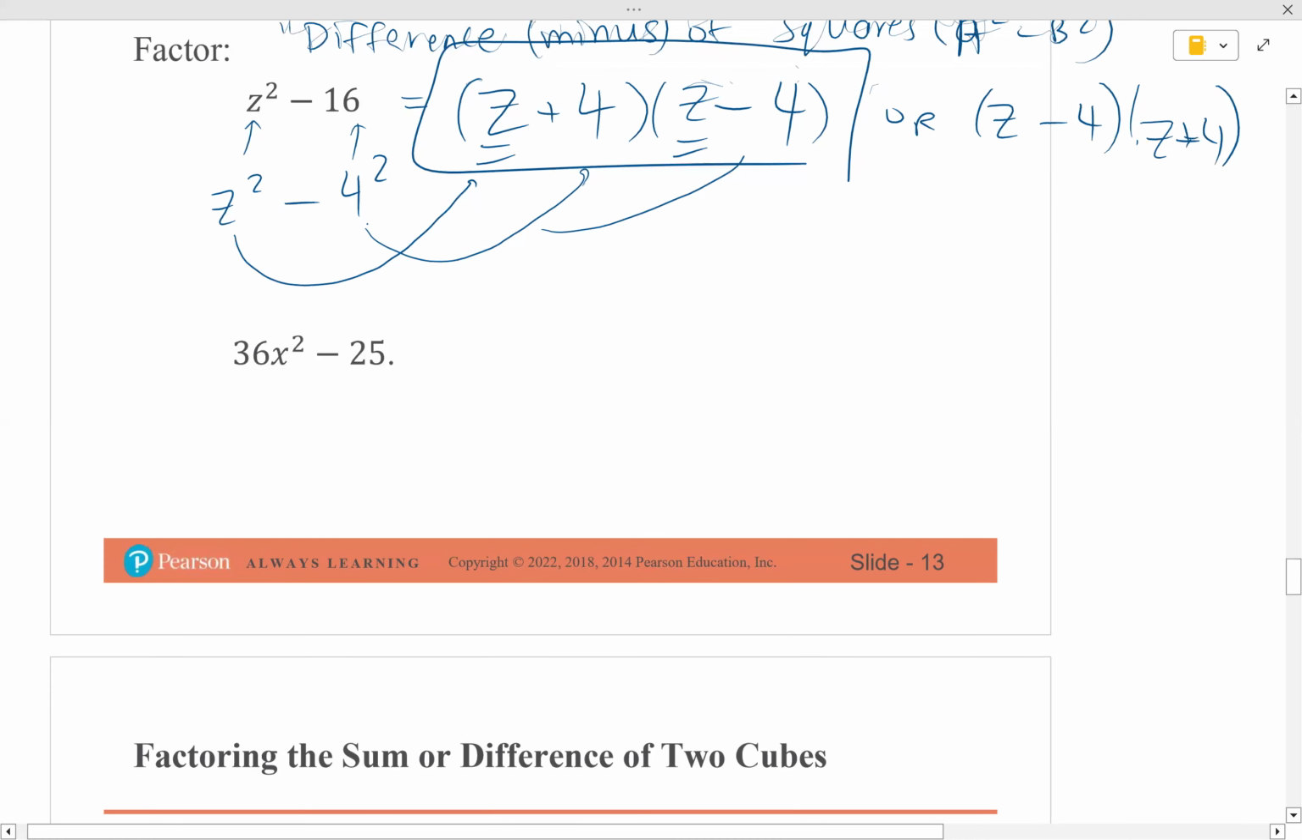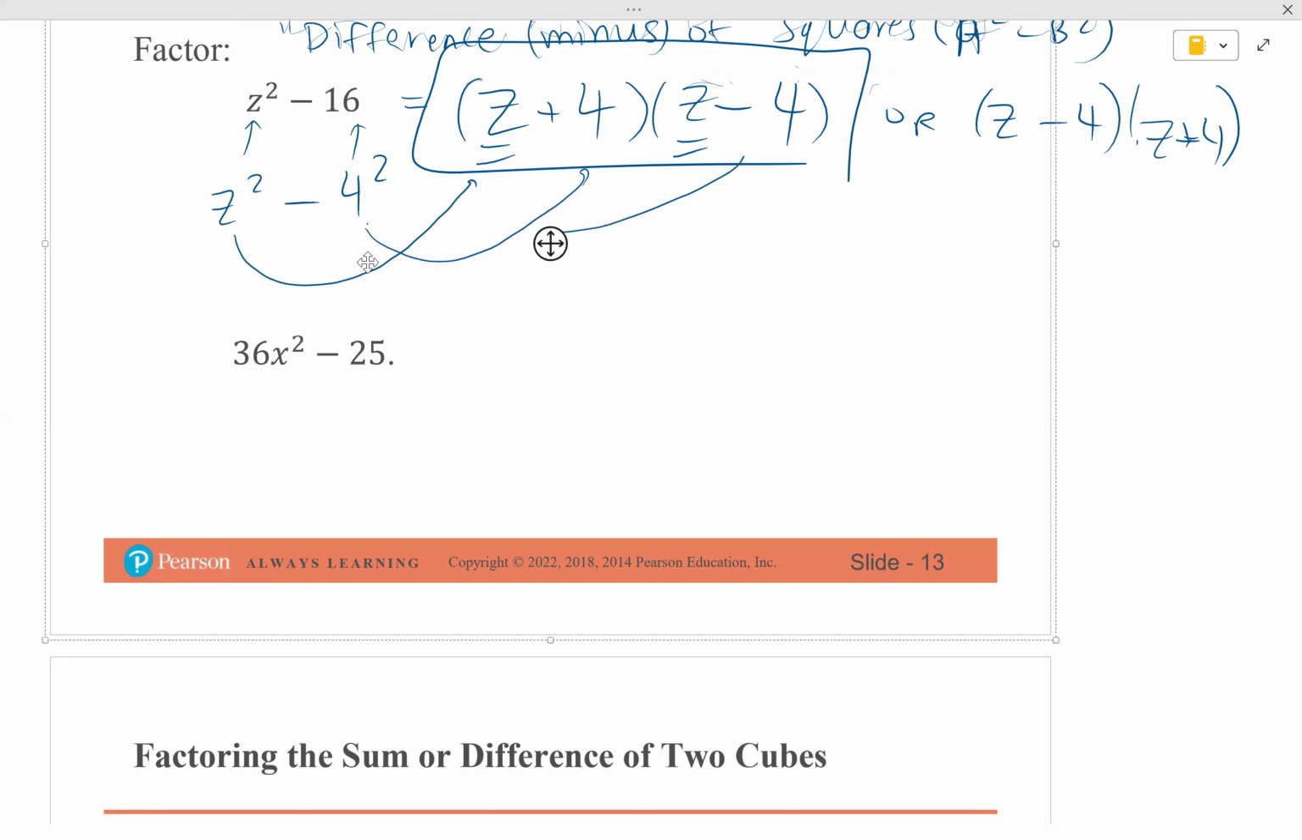Isn't that nice? So even though that previous method was so long and confusing, at least it's good to know that it balances out with these easier ones. And here's another one. This one's harder to tell, but this first term, that's 6x squared, because 6 squared is 36. Of course, x squared is x squared. And then 25 is 5 squared.